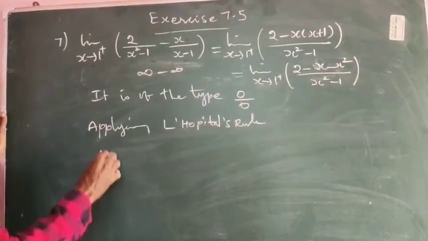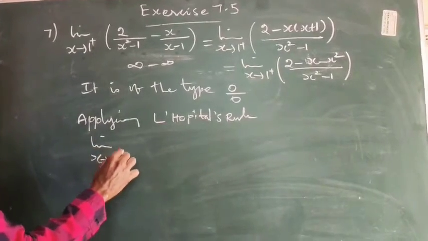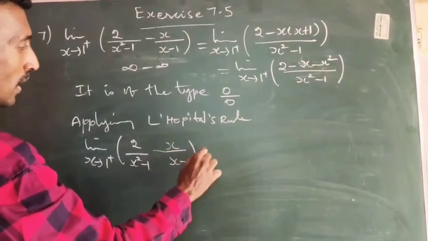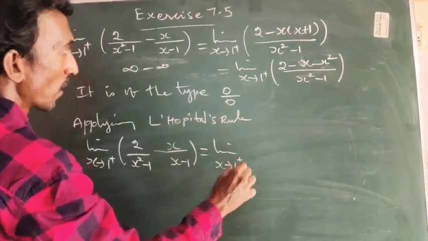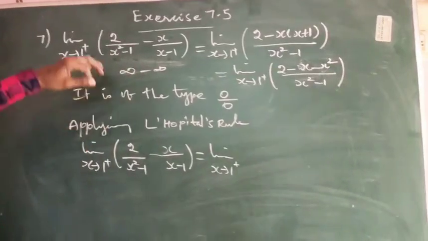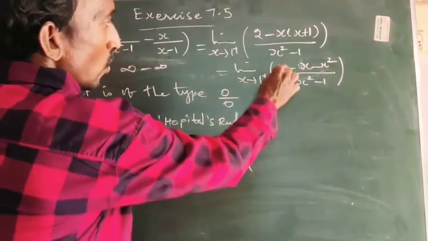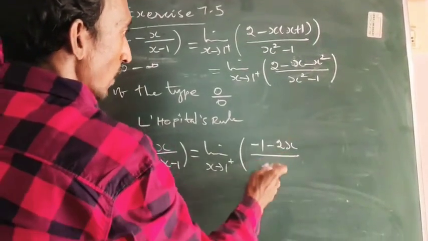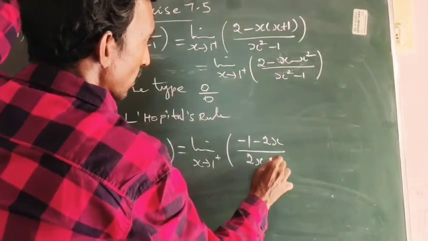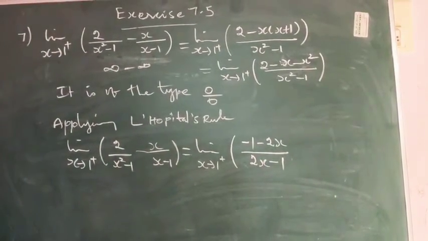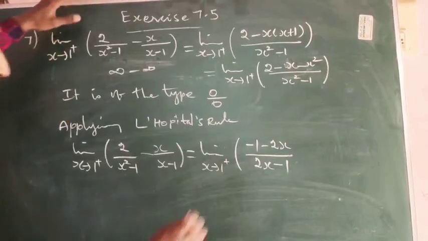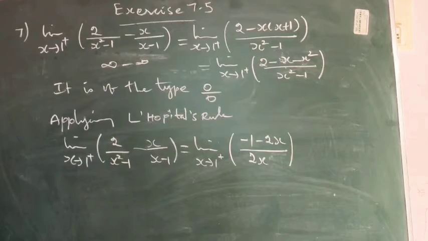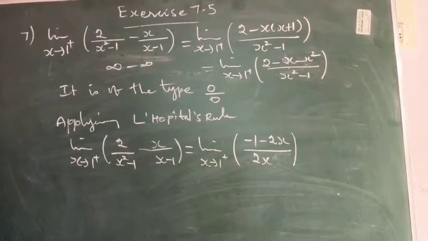So applying L'Hopital's rule. Limit x tends to 1 plus, 2 by x square minus 1 minus x by x minus 1 can be written as limit x tends to 1 plus, differentiate both numerator and denominator separately. So 2 minus x, the derivative is 0 minus 1 minus 2x, over the derivative of x square minus 1, which is 2x, the differentiation of minus 1 being 0. So we are getting minus 1 minus 2x by 2x.